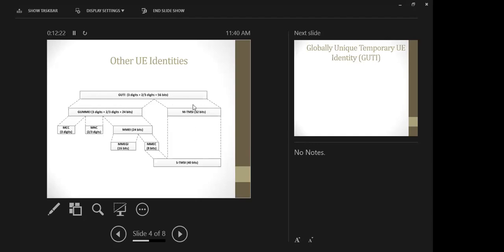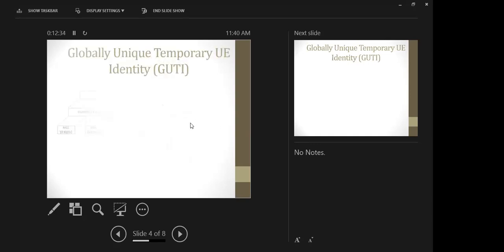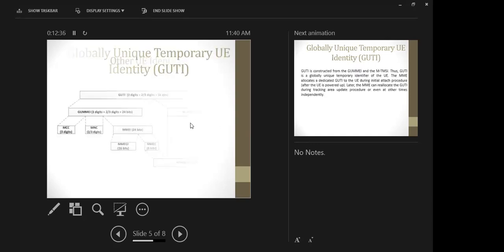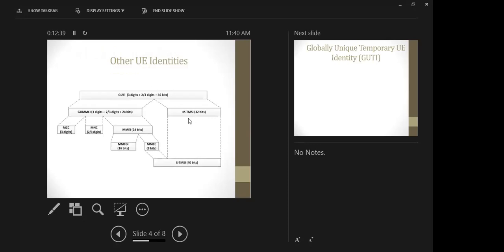But I said that it's a temporary number. It can be changed from time to time. If you have moved to a different location, then also it can be changed. So it's a temporary number, so that there is a term, temporary.